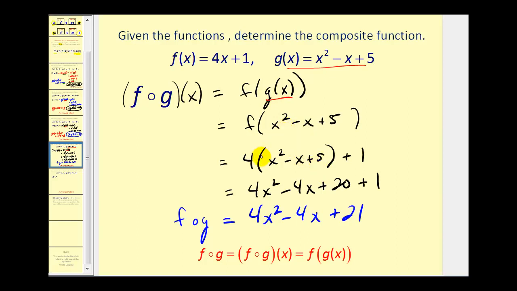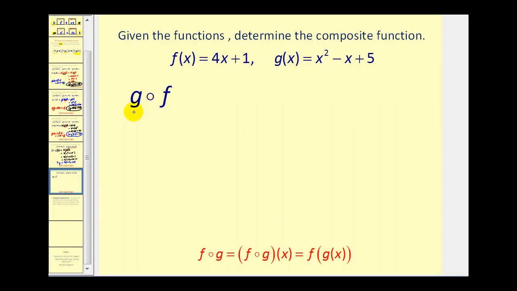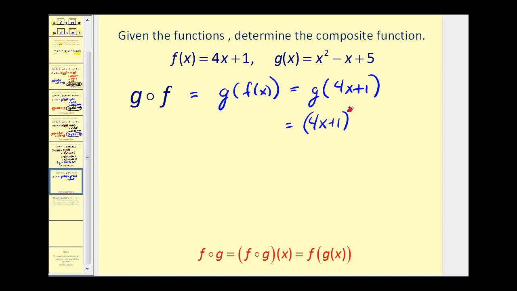Let's try one more of these. Now we have g of f instead of f of g, so this is equal to g of f of x. Again, we don't have an input to put into function f, so we're going to rewrite this as g of f of x is equal to g of 4x plus 1. So wherever we see an x in g, we'll replace it with 4x plus 1. So we're going to have, instead of x squared, we'll have 4x plus 1 squared minus 4x plus 1 plus 5.